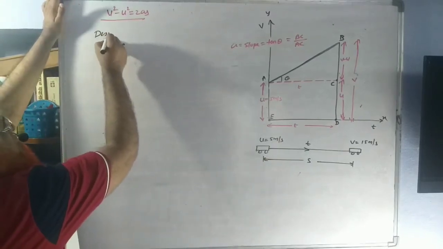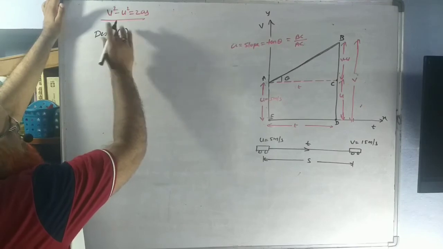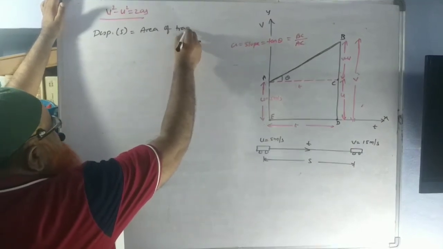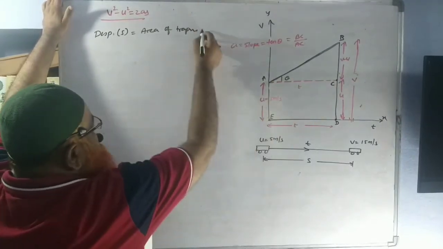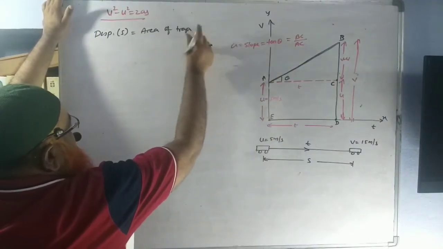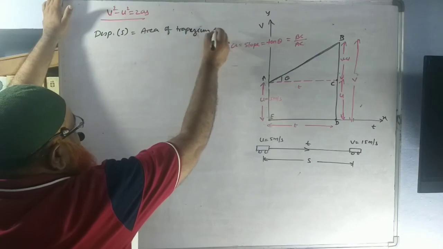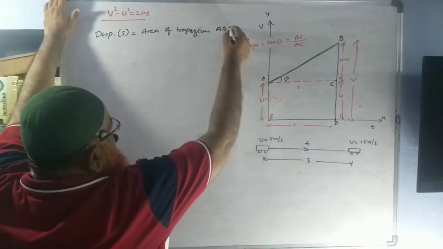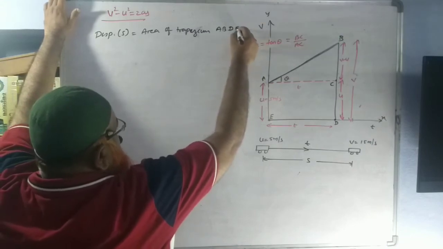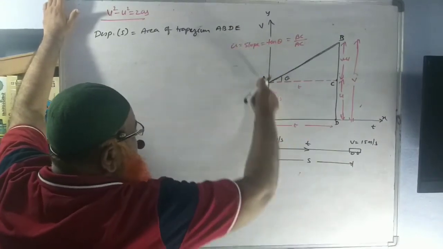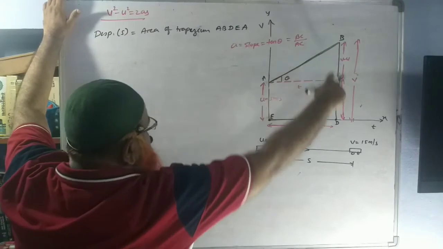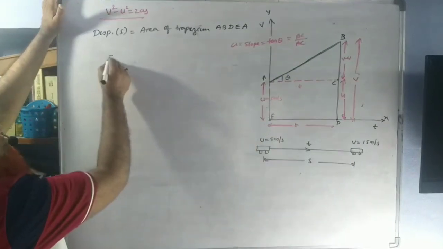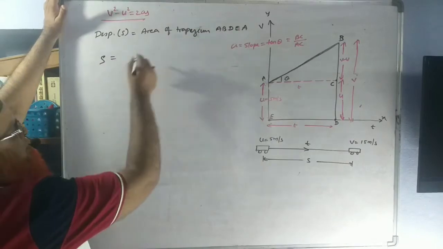So we need to find out displacement. Yes. So displacement is nothing but the area of trapezium. This is going to be the trapezium. What is this trapezium? So we can write here area of the trapezium ABDE, A, B, D, E, A. So you can consider this is a closed trapezium here. So what is the formula for trapezium? Displacement is equal to area of the trapezium.